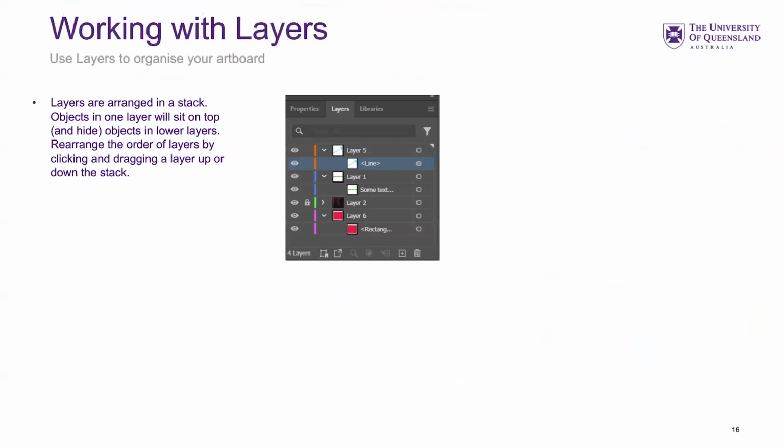All right, layers. I highly recommend using layers when you're working with your artboards. The layers are arranged in a stack, and each layer essentially sits on top of the layers underneath it. So objects in layer 5 will be in front of objects in layer 1 and layer 2, and so forth. One of the advantages of using layers is that it allows you to organize your artboard.